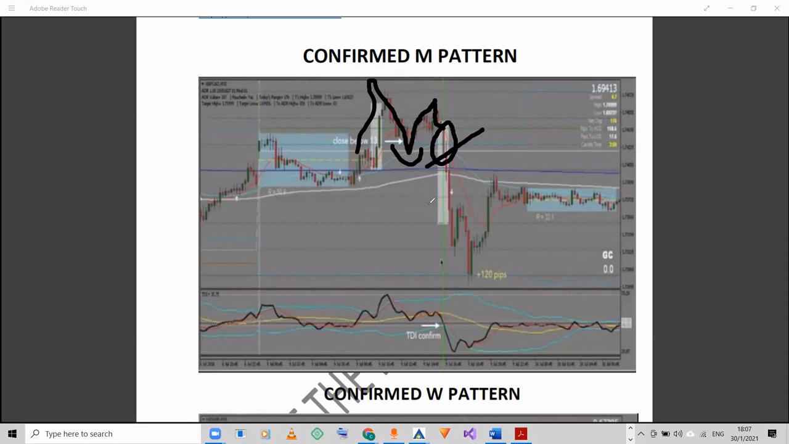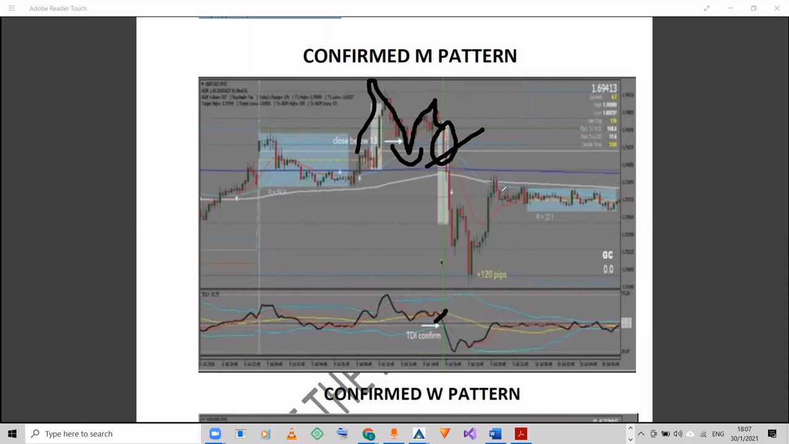Not only did price give us that, we also have a confirmation from the TDI there. The RSI gave a cross. The RSI crossed below the market baseline and the signal line right there, as you can see. So that was the confirmation, and the trade entry was supposed to be there.